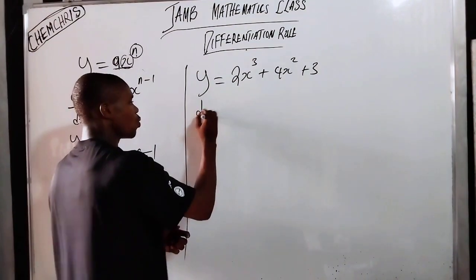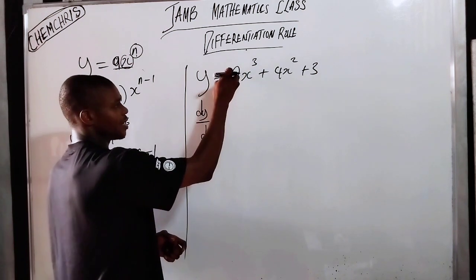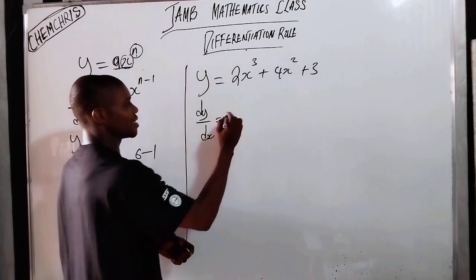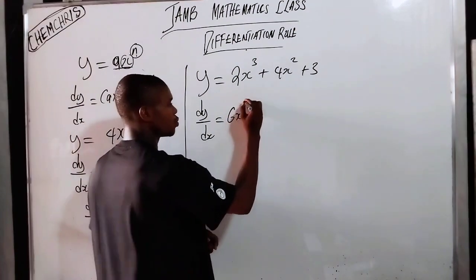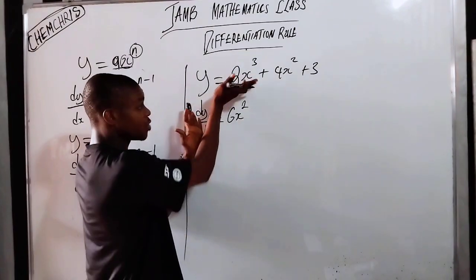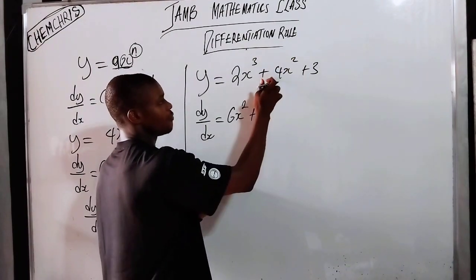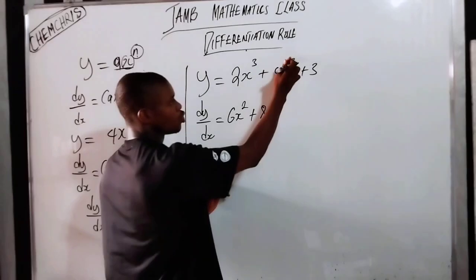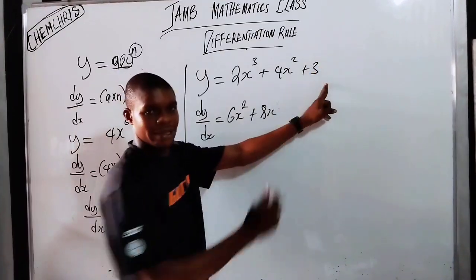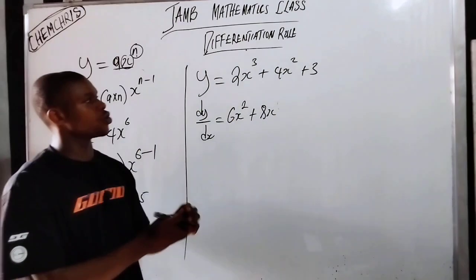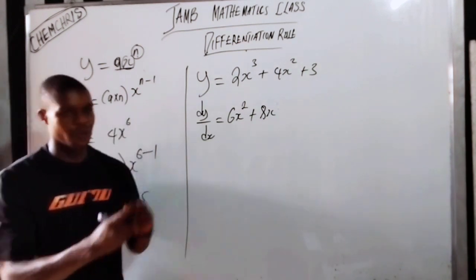So dy over dx equals, this one here, multiply it: 3 times 2 is 6x. Subtract 1: 3 minus 1, here we have 2. Do you understand? So you have differentiated this one separately. Plus the same thing here: 2 times 4 is 8x, 2 minus 1, here we have 1. Now this one is a constant, so you leave it. So this is how you differentiate monomial and polynomial functions.